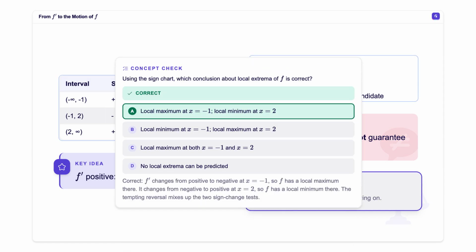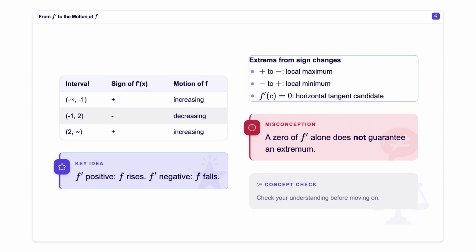Correct. f prime changes from positive to negative at x equals -1, so f has a local maximum there. It changes from negative to positive at x equals 2, so f has a local minimum there. The tempting reversal mixes up the two sign change tests. So the first derivative tells us when f rises, falls, and turns around. Next, we will shift from motion to shape by looking at what the second derivative tells us.